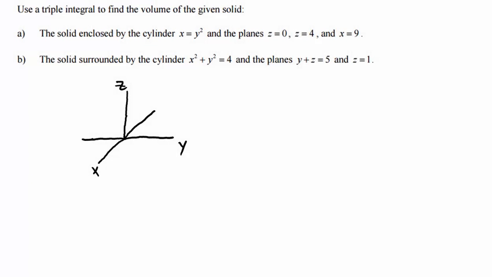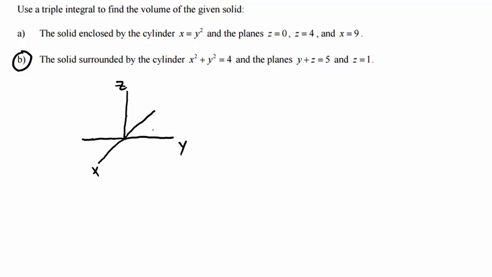Okay, let's use a triple integral to find the volume of the given solid. We're going to do part B. The solid surrounded by the cylinder x squared plus y squared equals 4, and the planes y plus z equals 5 and z equals 1.